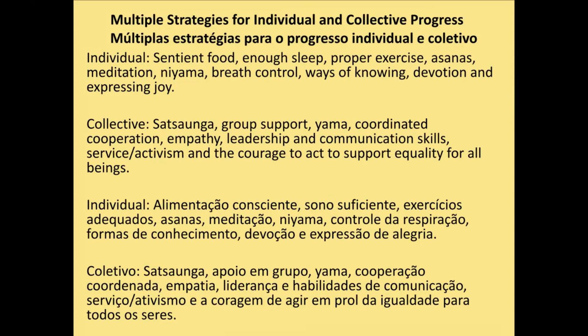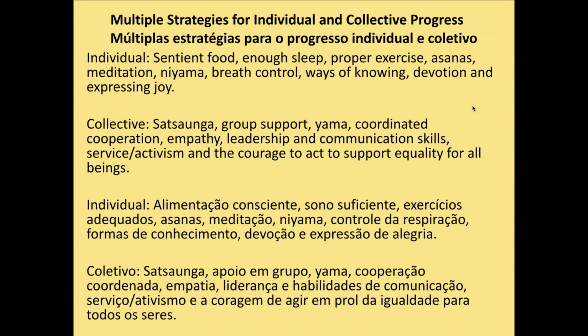So there are multiple strategies for individual and collective progress. So all of these practices are important. And the individual practices are eat sentient food, which is a predominantly plant-based diet, and get enough sleep. And I asked an acharya once, how do you tell whether you get enough sleep? He said, if after lunch you're dozing, you haven't had enough sleep. So you need to listen to your body. It's keeping the score and telling you how much sleep you need.